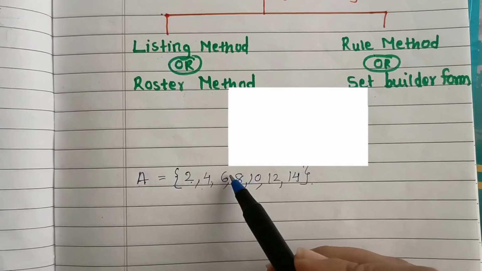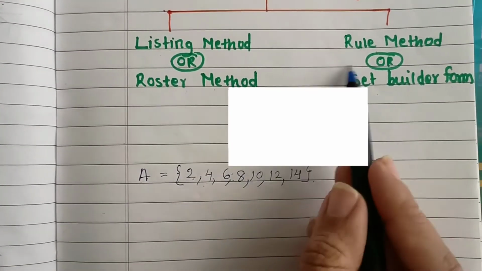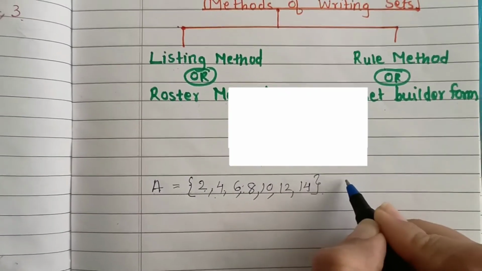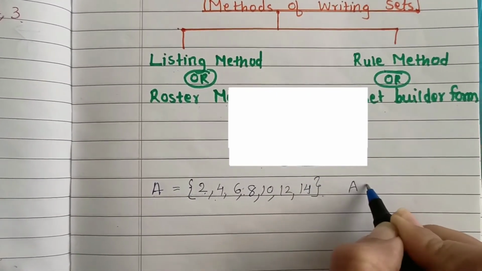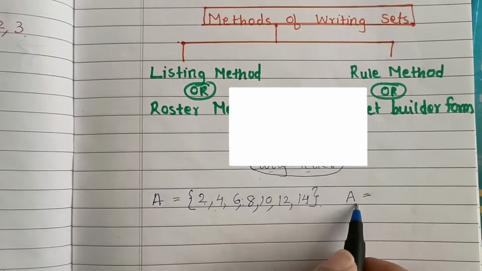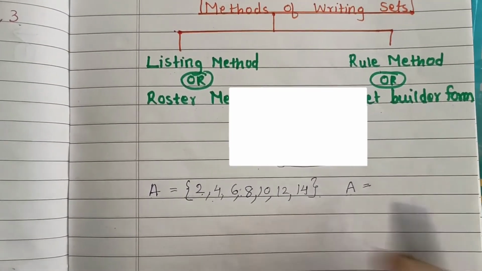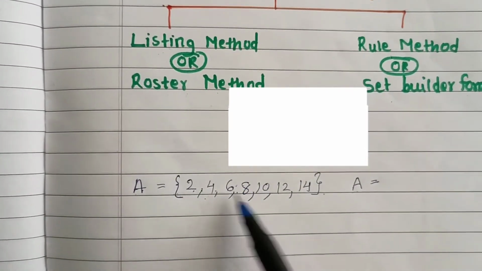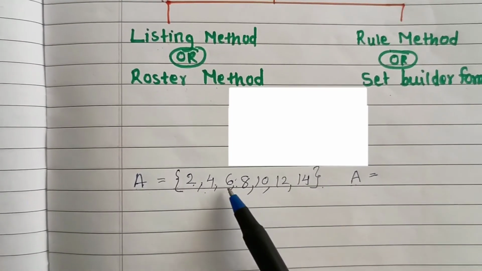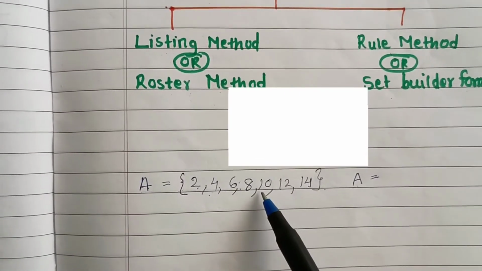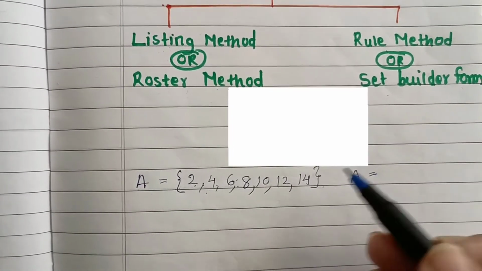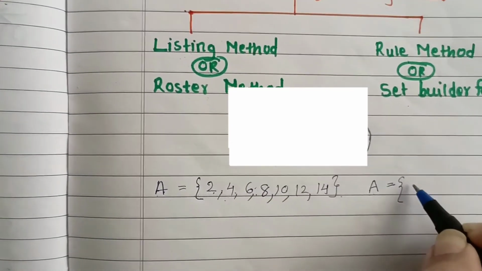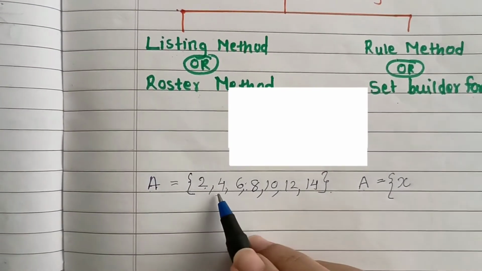Now the same example which is written over here, we will represent in this rule method. So now what is rule method? Let us see. In order to represent this in rule method, we'll name it as A, capital A as the name of the set. In rule method we use a variable. Say for example, consider the even natural numbers as x. You can consider any variable. Usually x and y are considered. So I'll consider it as x. Let x be the variable.